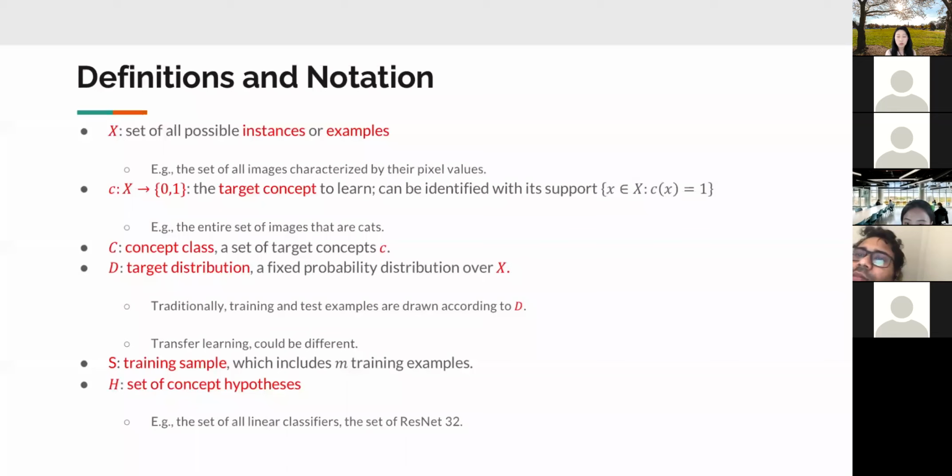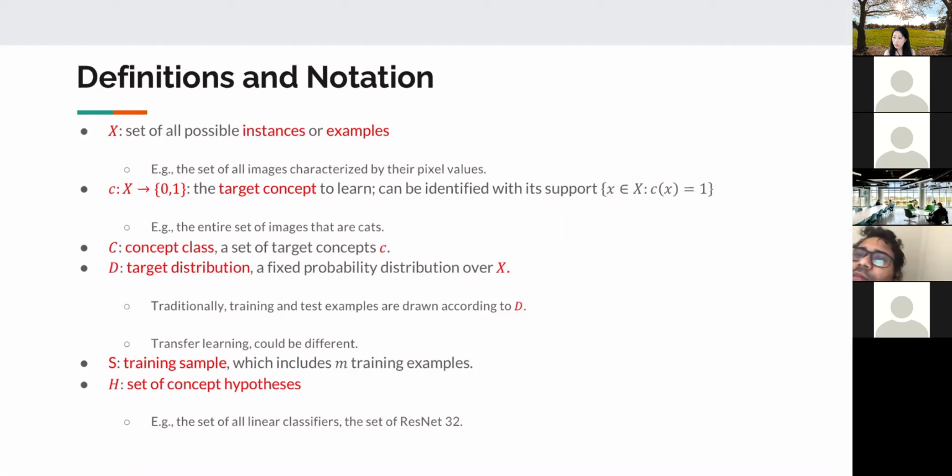What would you start with? Some of you might start with a linear classifier, because you wanted to see whether a linear classifier would successfully estimate this target concept or not. But some of you would believe in neural networks. You wanted to throw a ResNet 32 to estimate the underlying target concept.